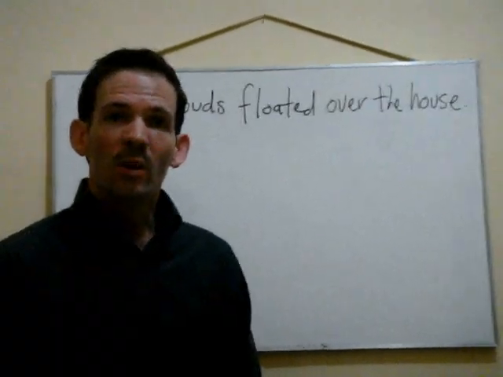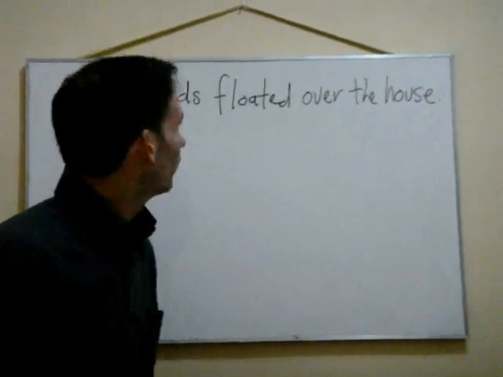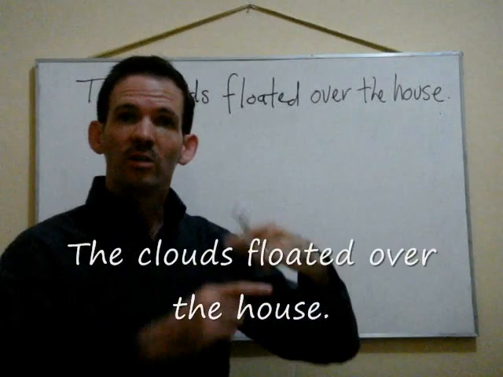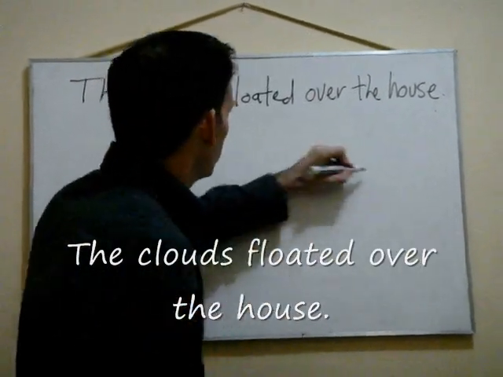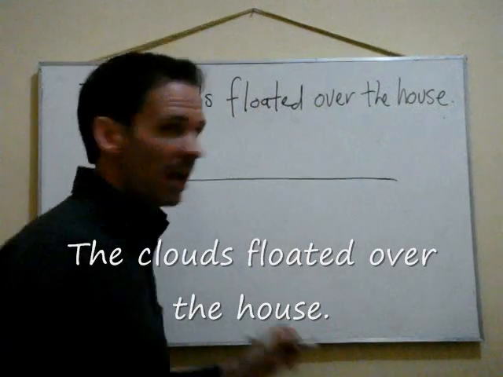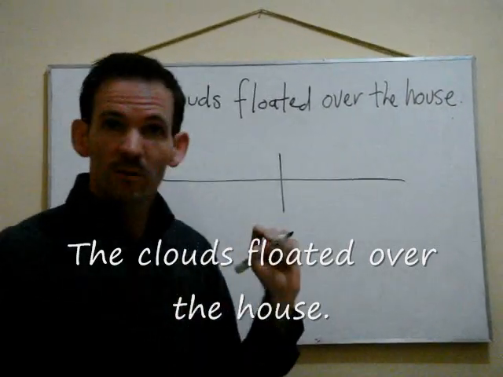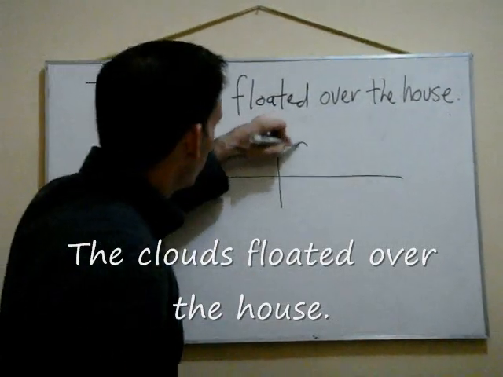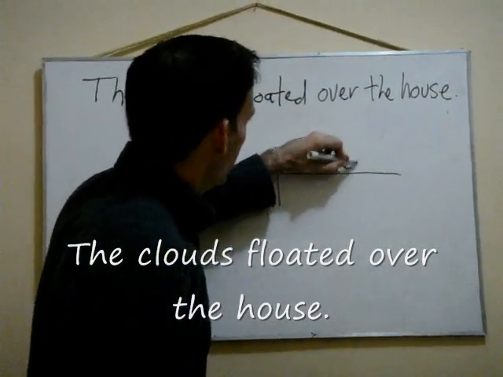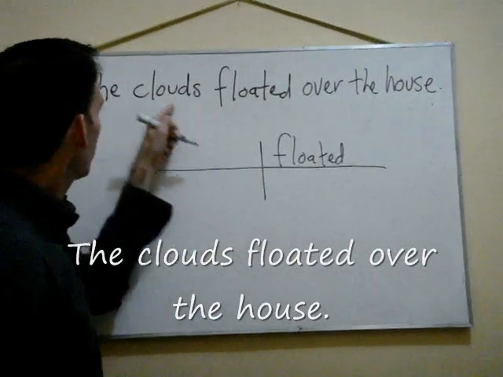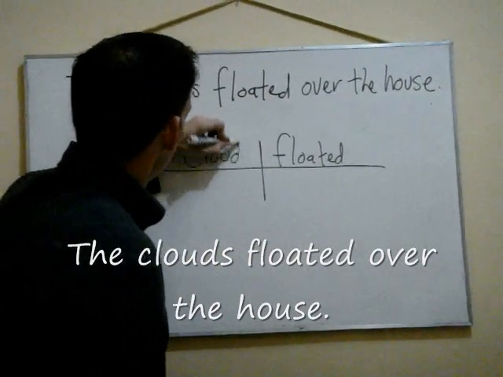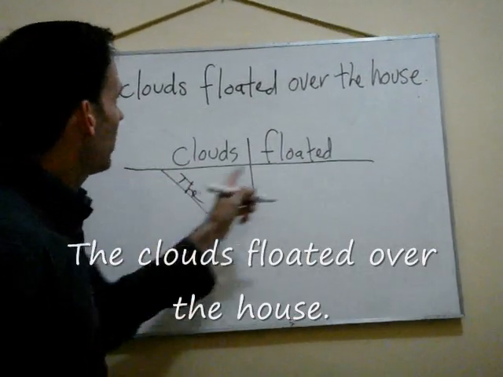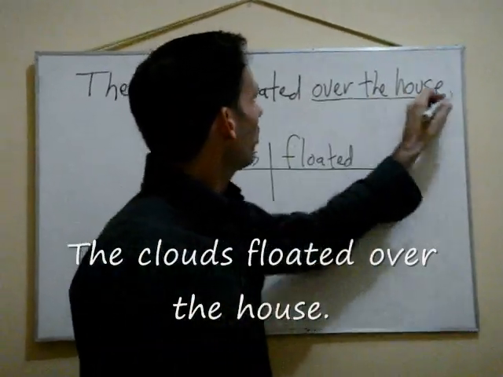Alright, in this second example, I mixed things up a little bit for you. This time, the clouds floated over the house. I changed things around. Let's take a look. Let's draw our baseline and our dividing line between subject and verb. Okay. Floated is the verb. And who or what is doing the verb here? Clouds again. We know it's the clouds. And they floated over the house.